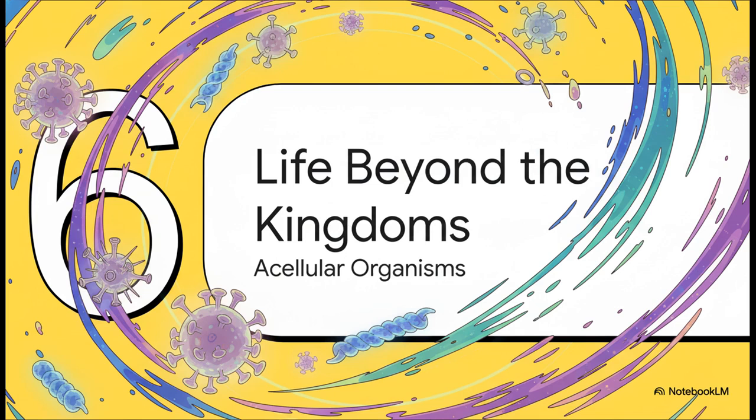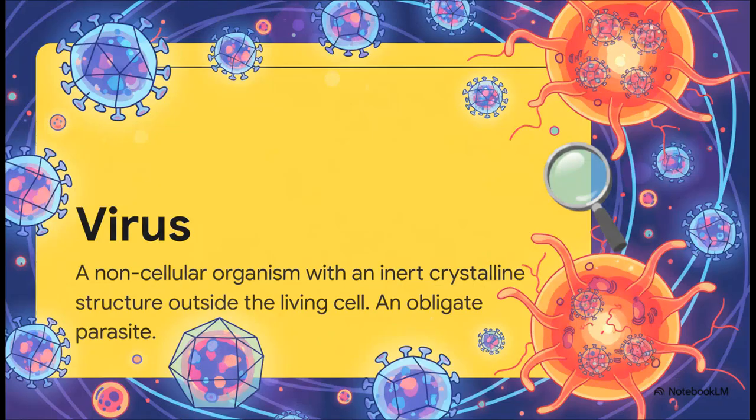So we've explored the 5 kingdoms, but our story isn't quite over, because there is a whole other world of biological things that exist on the absolute fringes of life itself. These are strange agents that really challenge our definition of what it even means to be alive. First up, we've got viruses. The best way to think of them is as biological pirates.